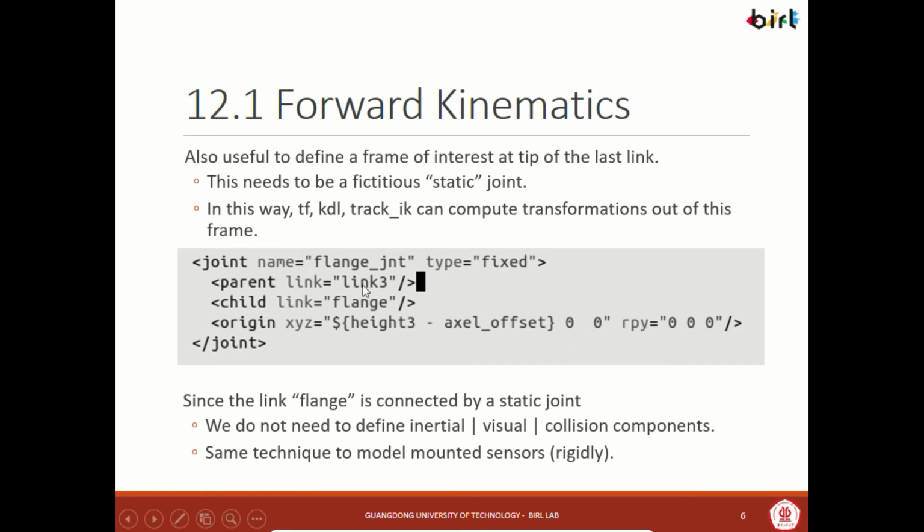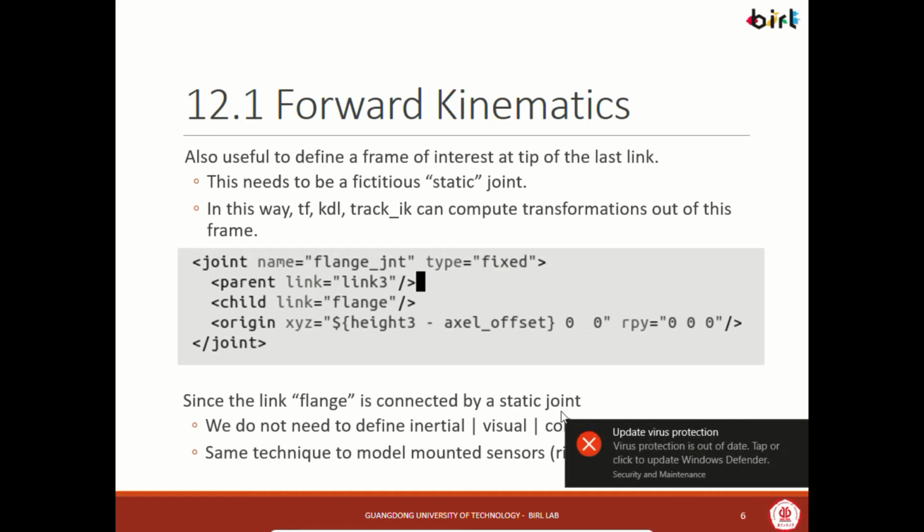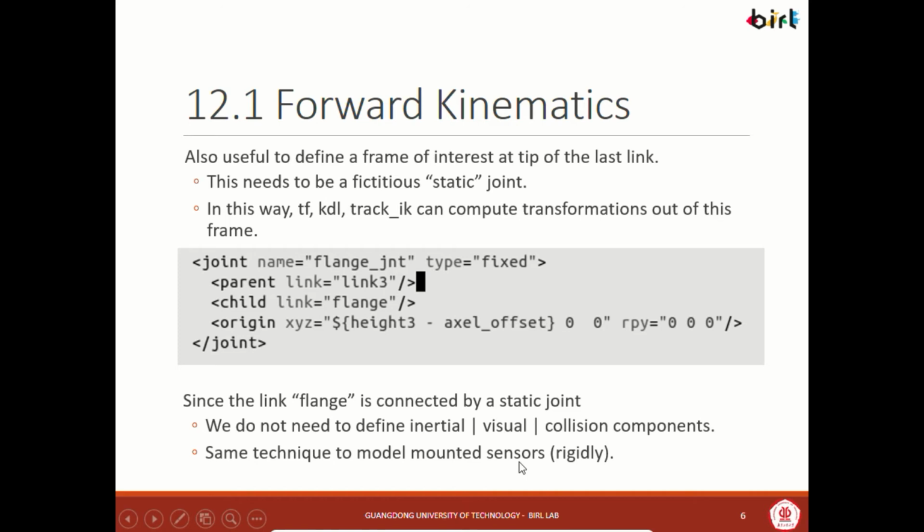And then we have this link Flange. It's connected to the static joint, right? But this link, again, shouldn't be there. So we do not define any inertial, any visual, or any collision components, because it's also a link that should not be there. So it has nothing. It has no mass. It has no inertia. You cannot visualize it. It has no collision. Okay? And it's a technique that we also used earlier to model mounted sensors, right? We introduce fictitious joints. We set the joint limits equal to each other, and then we were able to introduce a sensor. We looked at that last week.